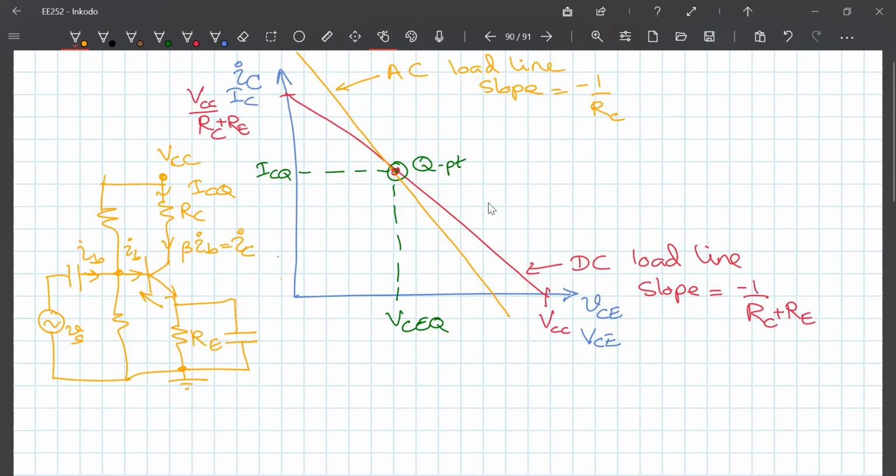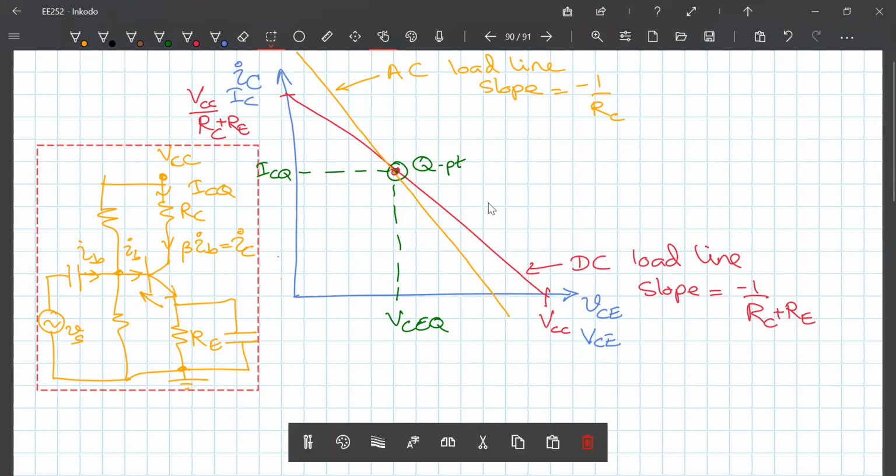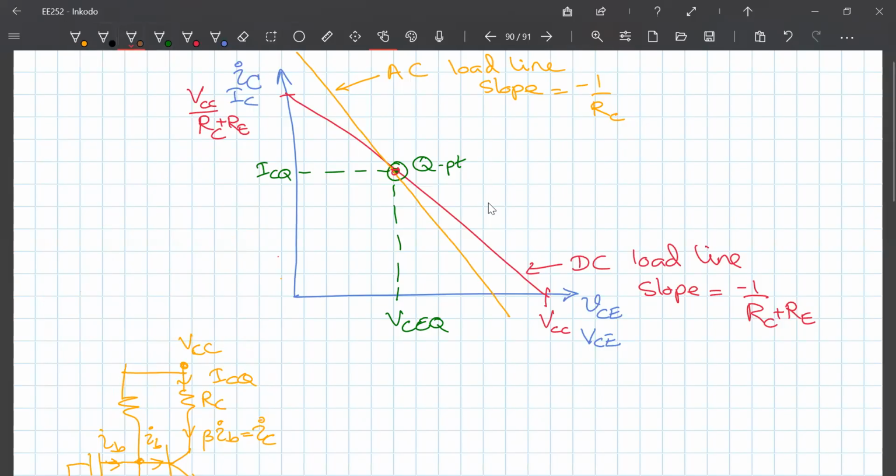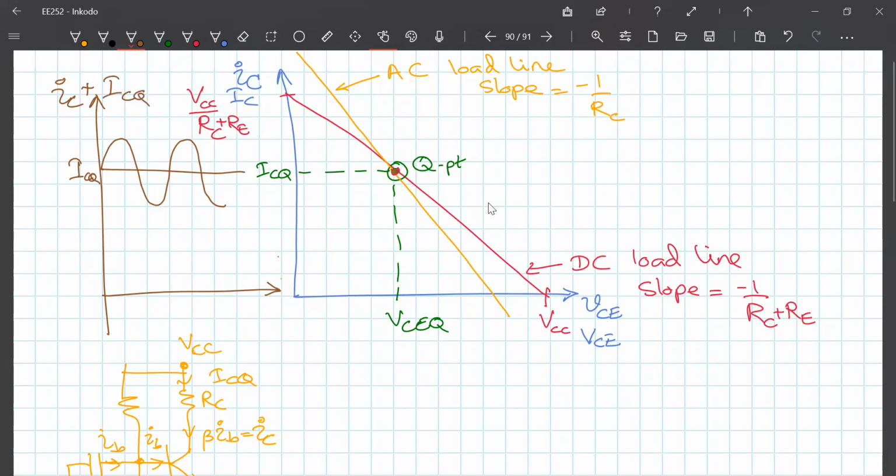Since the current is added in the same direction as the DC value, the current will increase when you increase the voltage. If I draw the current waveform, the current would increase with the input voltage, like that, around this Q point. This is the current waveform. So this will be small ic plus ICQ, and that will be the zero axis. So the total current would be like that.